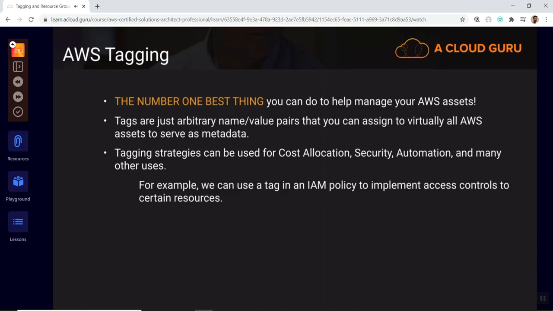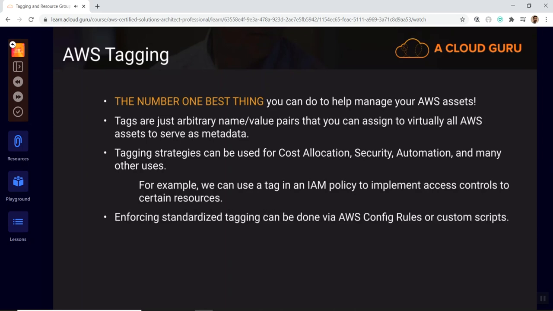For example, we can actually use a tag inside an IAM policy to implement a sort of access control for certain tagged resources. So let's say, for example, we have a whole collection of resources that is tagged to a certain department. We could create an IAM policy that leverages that tag and only give people who are a member of that department or that group access to those resources.